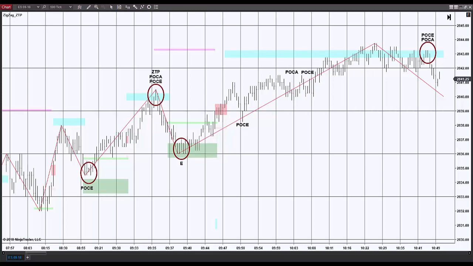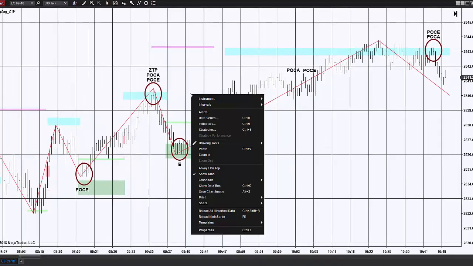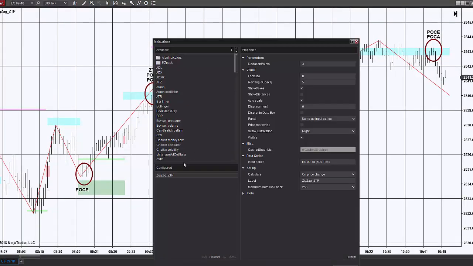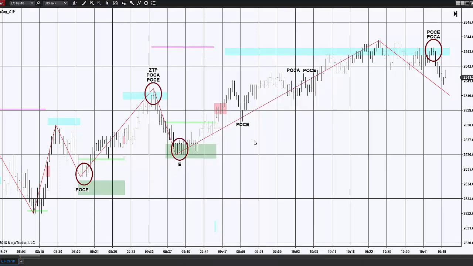Welcome traders to this video about the significant importance of looking at a higher time frame chart. The chart you're looking at is a 500 tick chart and it only has one indicator on it, and that is the zigzag ZoneTrader Pro. The only change I made to it was changing the deviation points to 3. By changing the deviation points to 3, that gives us larger zigzags.